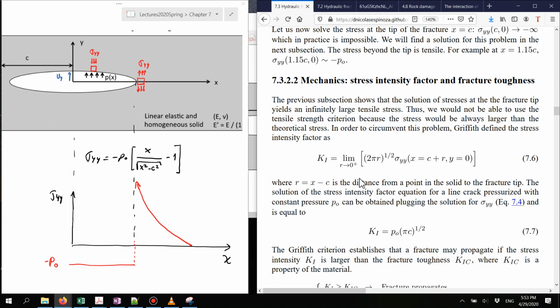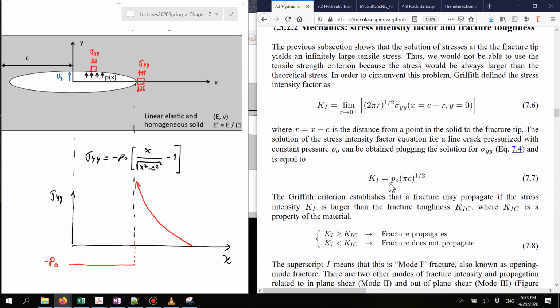And for a constant pressure crack, the stress intensity factor results as this. It's going to be equal to the net pressure in the fracture times the square root of pi times the fracture half length c. And this is a finite value. And we use this finite value to compare it to the maximum capacity that the rock can resist.